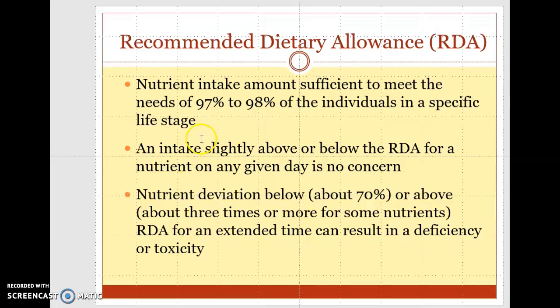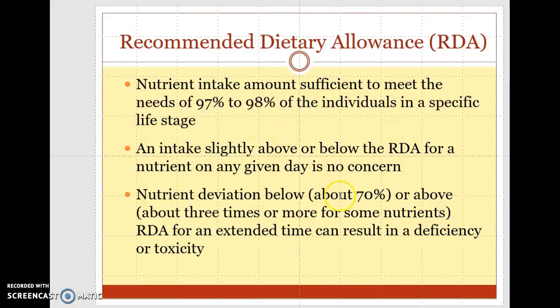So the RDA then is the amount of a nutrient that would meet the needs of most people. Maybe a couple, 2% of people wouldn't meet their needs. Maybe they have, like, people that have cystic fibrosis need a lot higher vitamin content and fat content because of their illness. So obviously they need different levels of nutrients.